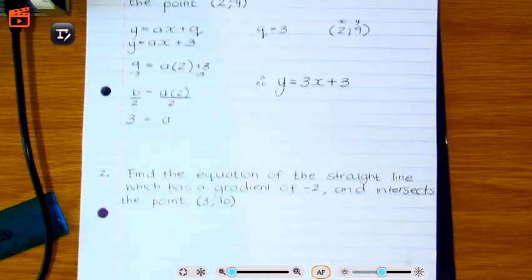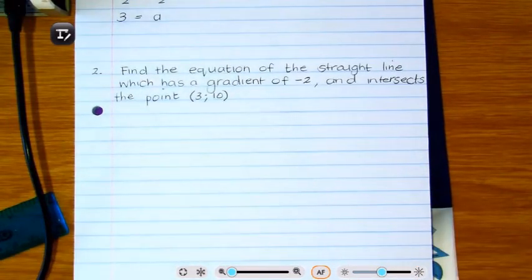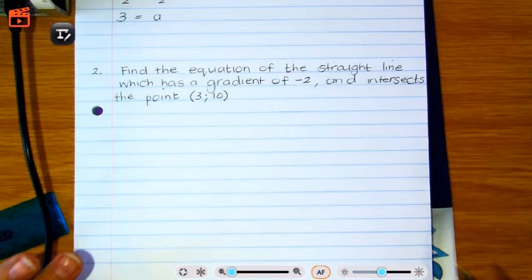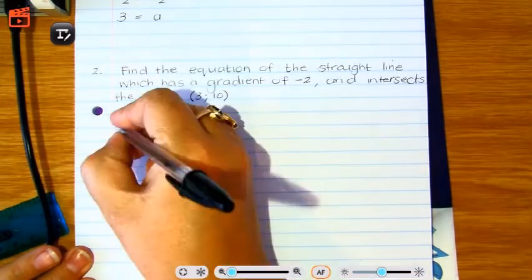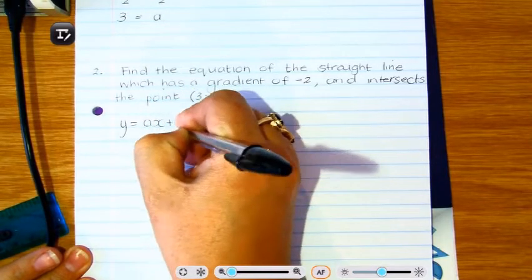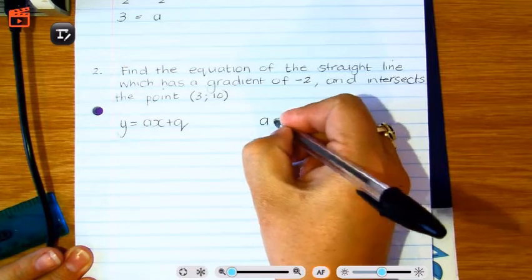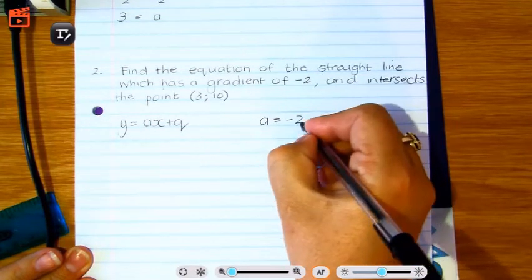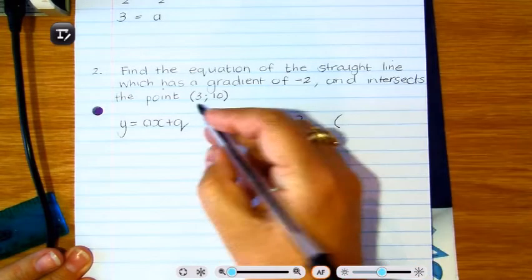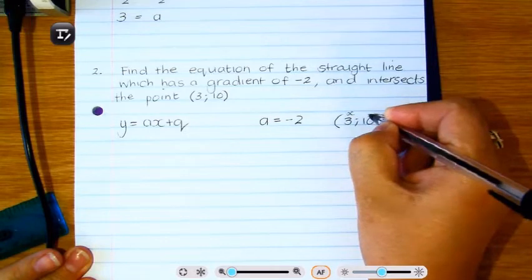Moving on to the second example, it says find the equation of the straight line which has a gradient of -2 and intersects the point (3; 10). So the gradient is -2. Now what you should remember is that in your equation of a straight line, y = ax + q, your a value is your gradient. So we can see here the gradient is -2. And we have another coordinate which they've given us, which is (3; 10). Remember, the first is your x, the second is your y.